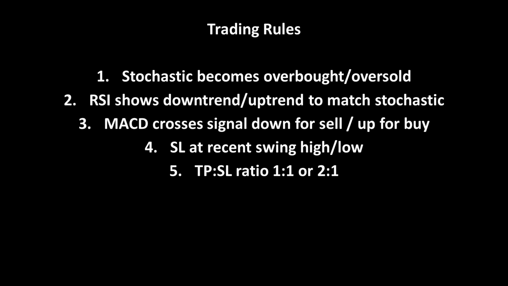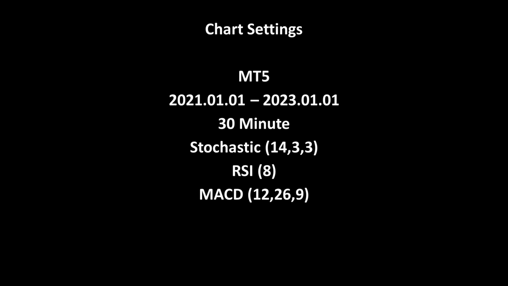The stop loss is set at a recent swing high, swing low, and to detect these swing high and low, I'm using a fairly simple formula. I'm detecting the highest high or lowest low with 5 bars to either side. And the strategy says to have a take profit to stop loss ratio of 1:1 or 2:1. So I'm going to run 2 sets of tests, one with each of these ratios. I'm running the test on MetaTrader 5, and I'm running it for the period from 1st of January 21 to the 1st of January 23. So that's 2 years of data. The rest of the settings are taken directly from the template file that is supplied in the download from Traderversity.